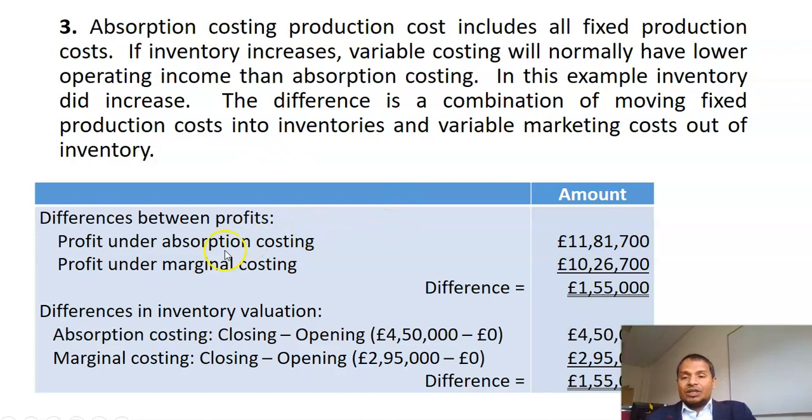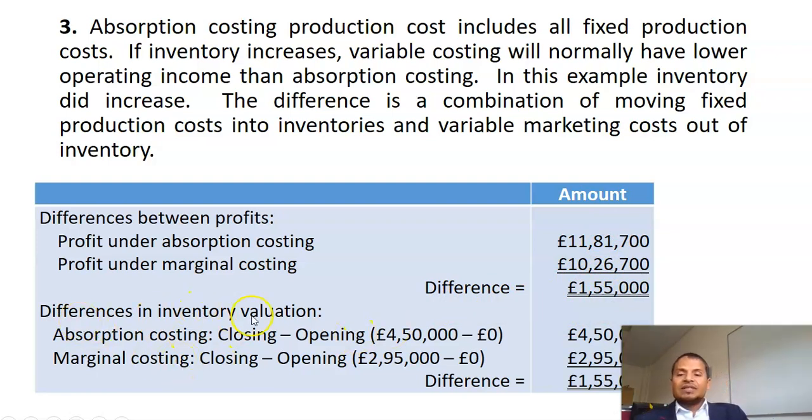And I have shown here the difference. The difference between the profit under absorption costing that we have calculated, 1,181,700, and the profit under marginal costing that we have calculated, 1,026,700. Okay, so the actual difference between the profit is 155,000.